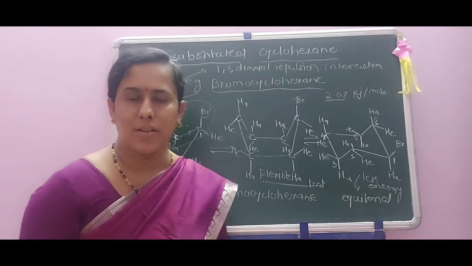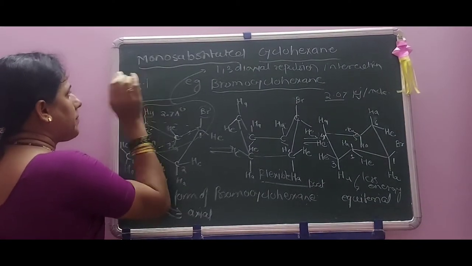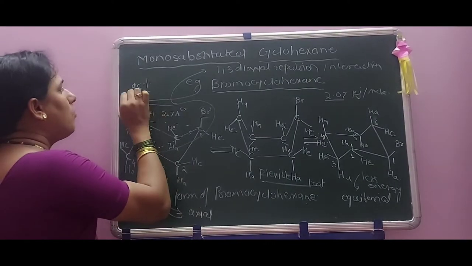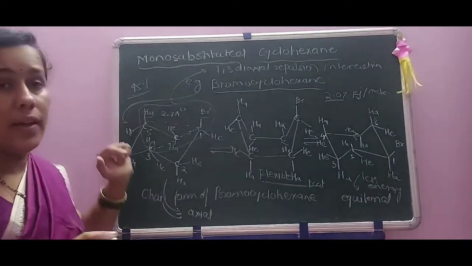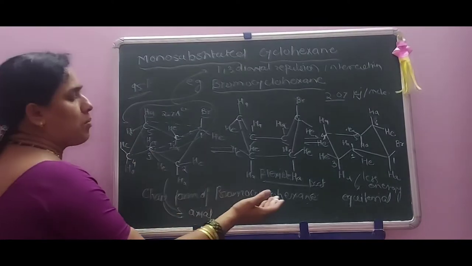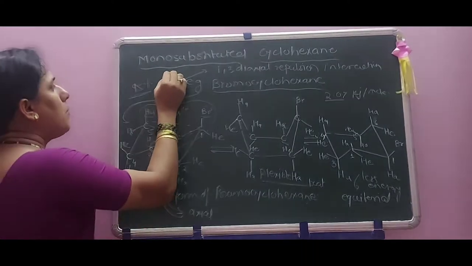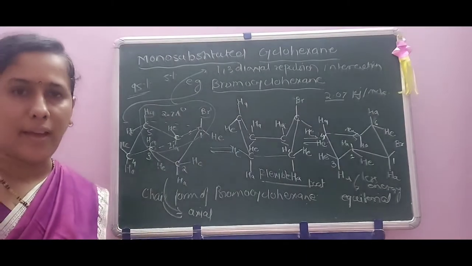And the experimental data shows that about 95% of bromocyclohexane exists in the equatorial chair form, with only 5% in the axial form.